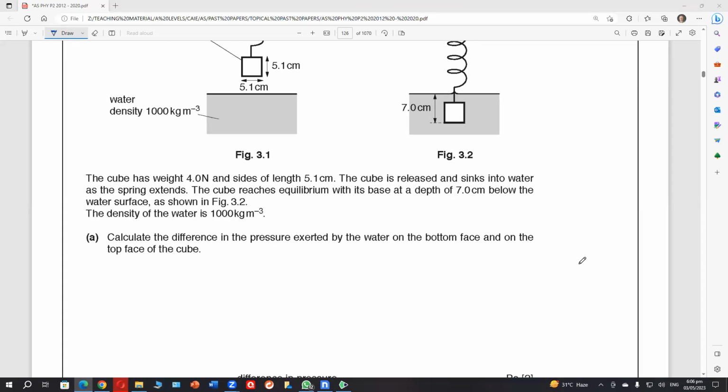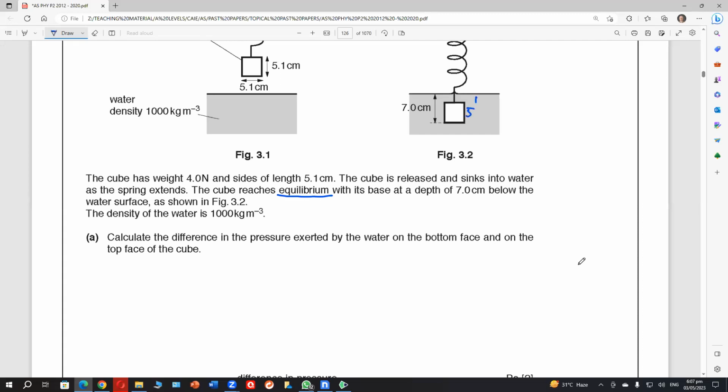The cube reaches equilibrium, with its base at a depth of 7 centimeter below the water surface as shown. The density of water is given. Calculate the difference in the pressure exerted by the water on the bottom face and on the top face of the cube. The side of the cube is 5.1.